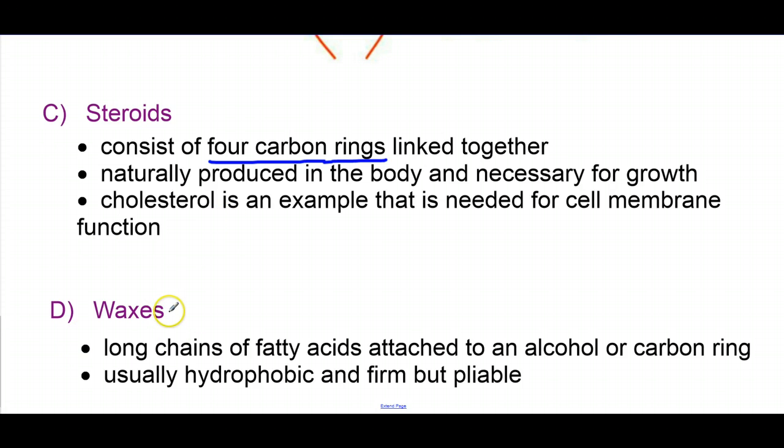Okay, and then the final group is waxes. Waxes are basically just long chains of fatty acids attached to an alcohol or a carbon ring. They're usually hydrophobic, so they don't mix with water either, and they're firm but pliable. These are sorts of things we find a lot on plants, the waxy cuticles on the outside of plants. Even on some types of fruits like apples, you'll see a waxy cuticle on the outside as well. And so that's it for the notes on lipids.